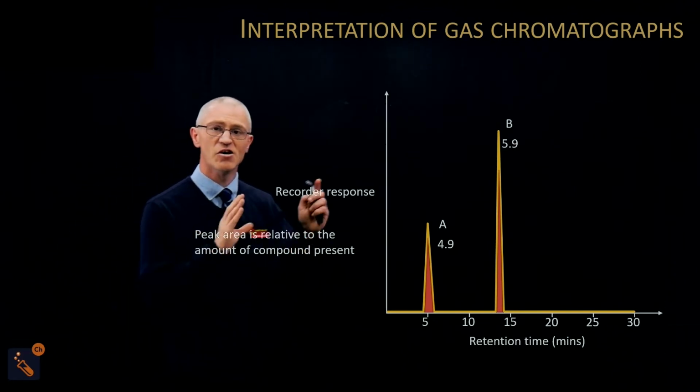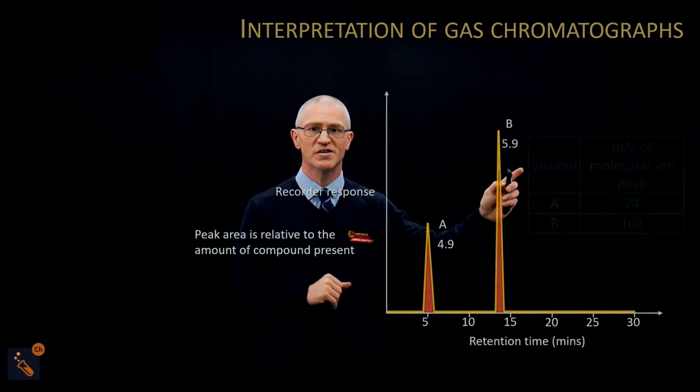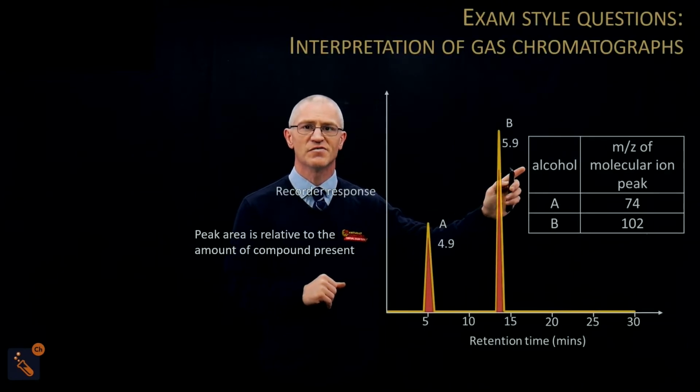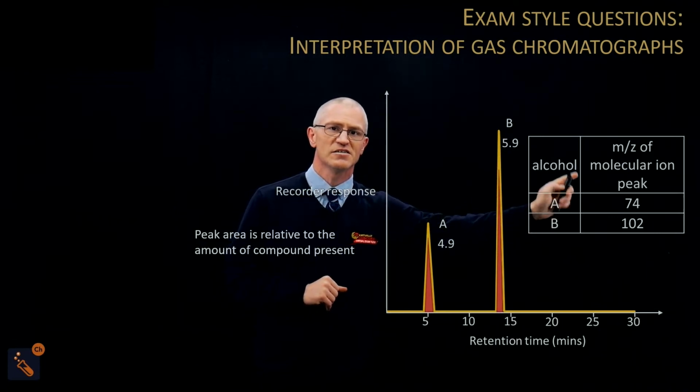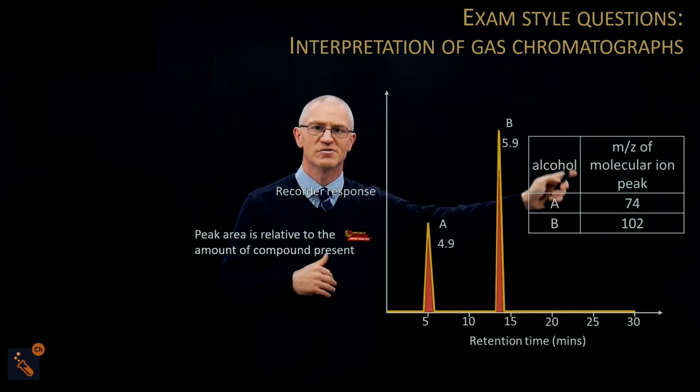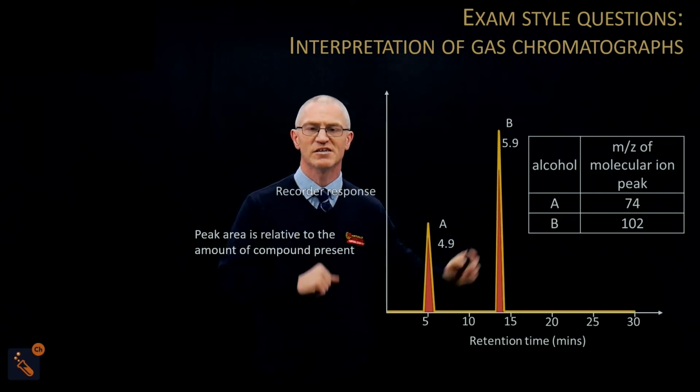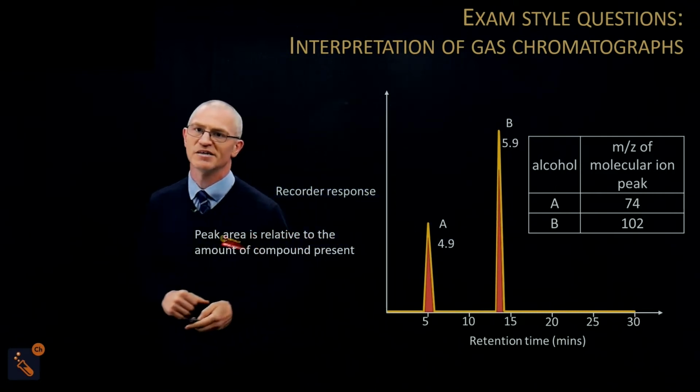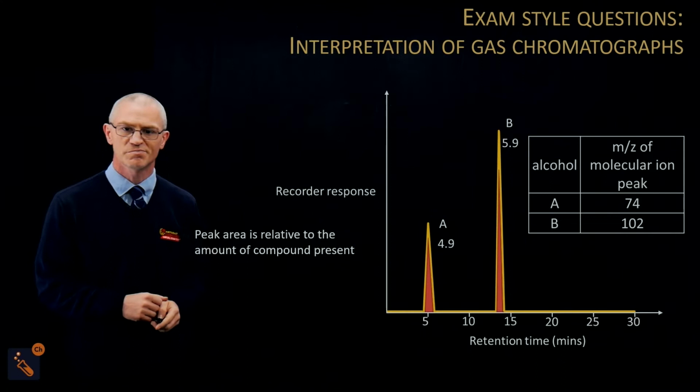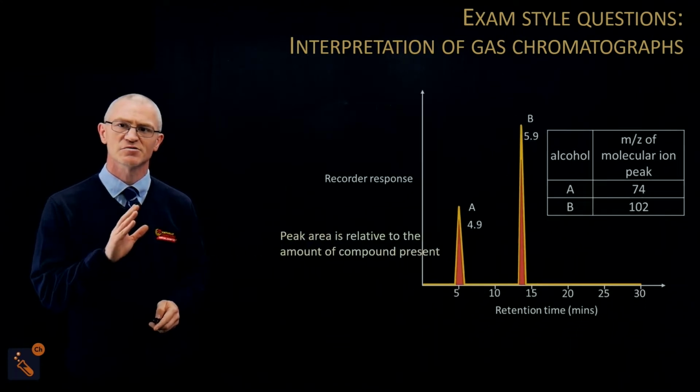In this question, and often, they will give you some further information. The further information for the alcohol, which is A and B, is that the m/z of the mass spectrum is 74 and 102. Well, that means that is the molecular mass. So we've got the molecular mass of A and B. Now let's look at the question.